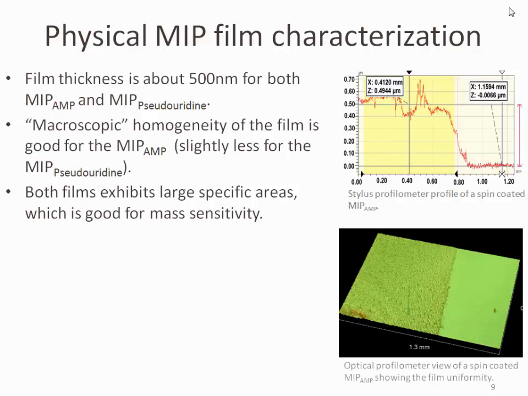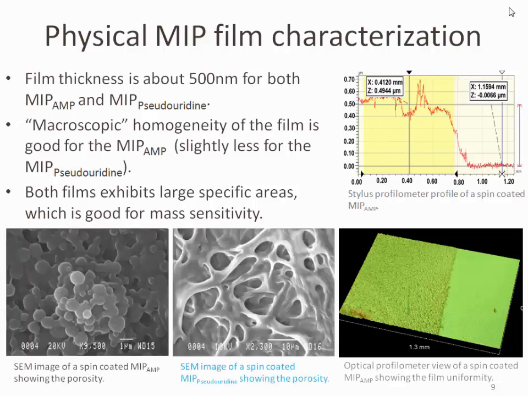You can see there from this optical profilometer view of the MIP for IMP that we have a macroscopic homogeneity of the film here, which is slightly less for the pseudouridine MIP. And you can see here from the scanning electron microscopy images that the two MIPs exhibit very different shapes. Here you can see the image for the MIP for AMP target, and here for the pseudouridine target. So very different shapes, mainly because we use different monomers, obviously, and different porogen solvents.